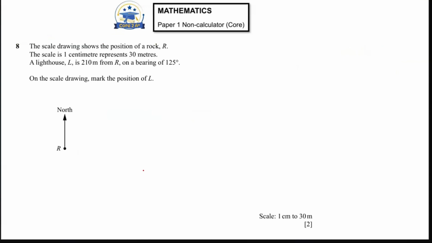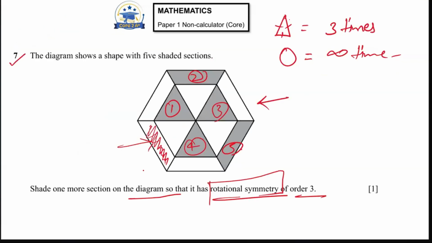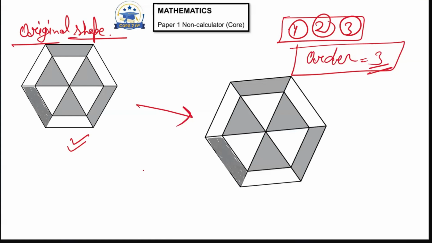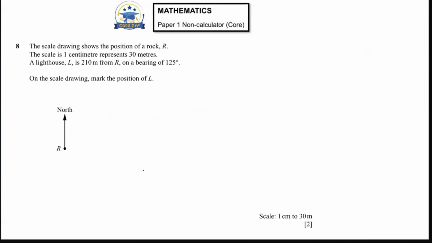Moving to the next question. You shade the lower left part of this shape. Now, the next question is: the scale drawing shows the position of a rock. The scale is 1 centimeter represents 30 meters. A lighthouse L is 210 meters from R on a bearing of 120 degrees. On the scale drawing, mark the position of L.